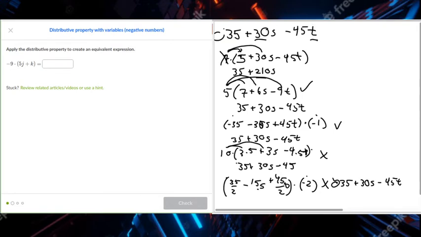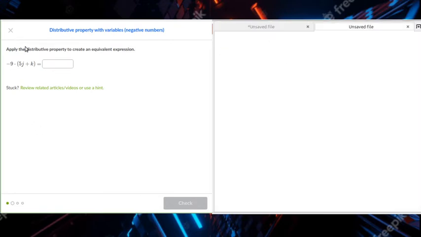Get a new piece of paper here. Apply the distributive property to create an equivalent expression. So we are going to distribute and then combine like terms if we need to, but it doesn't look like we need to. So negative 9 times 5j is negative 45j, and negative 9 times k is negative 9k. So we've got negative 45j minus 9k.